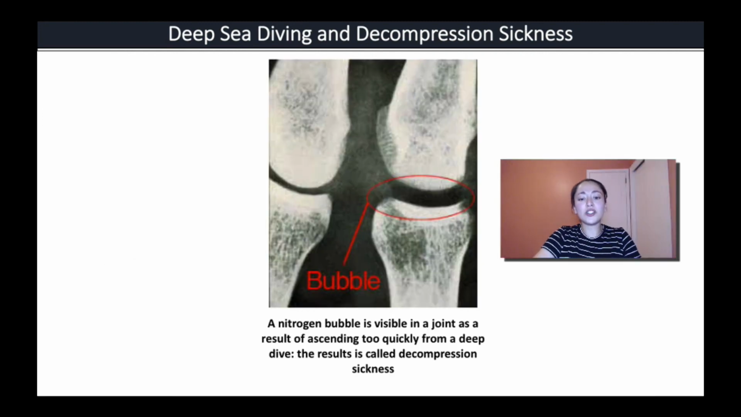Here's actually a picture of somebody who's suffering from decompression sickness. And here you can see a joint that has a whole bunch of gas in it. This is a nitrogen bubble that has formed in their joint, and it's causing severe pain.